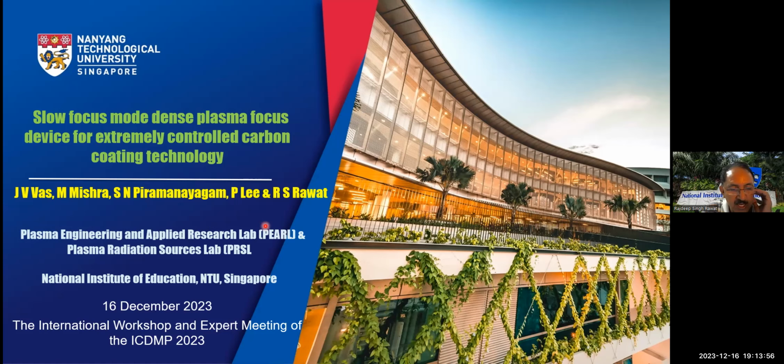We worked on this project, which was finished in 2020, but it took 3 years for the patent to be granted, and it was granted just very recently. That's the long way, and that's why it was not published anywhere, and we never reported it in any conferences. So this is about developing a slow focus mode plasma focus device for extremely well controlled carbon coating technology. And I'll give you the reference to all that.